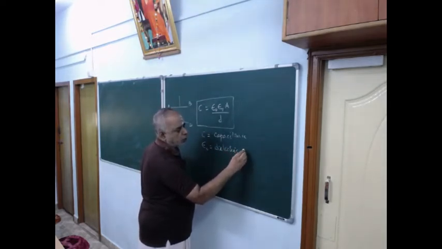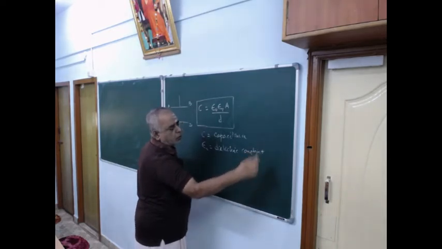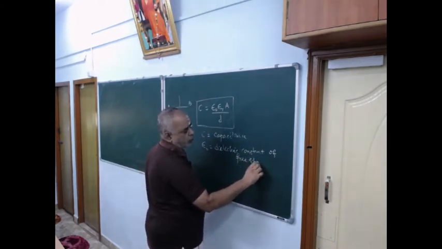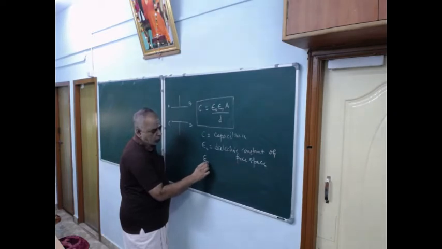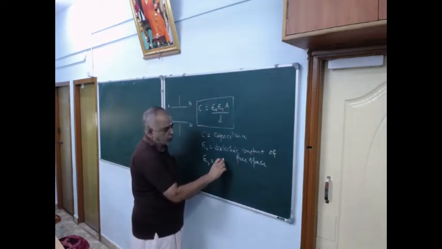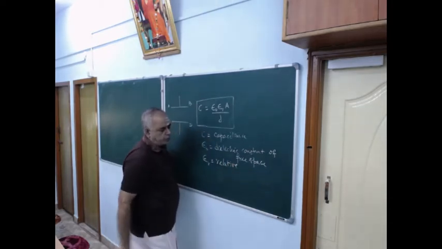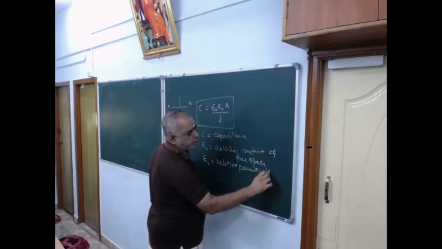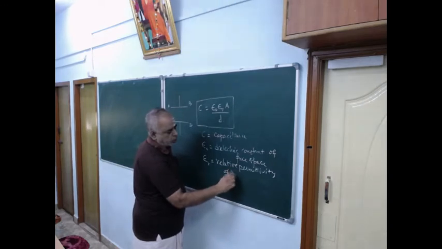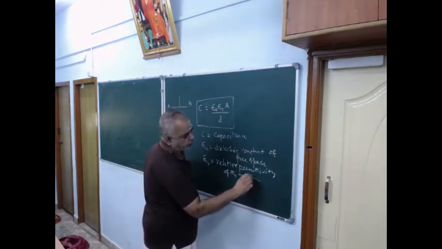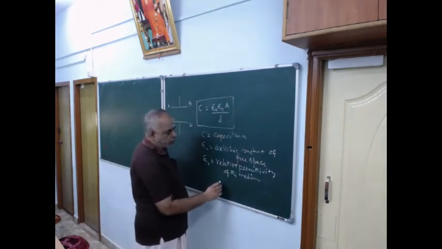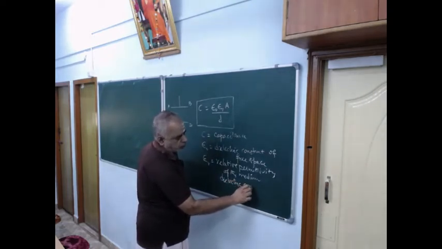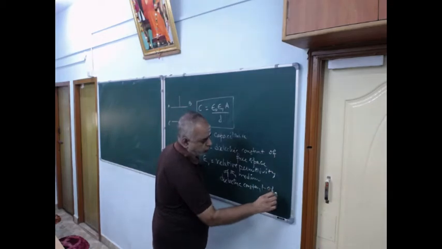So the dielectric constant of free space or vacuum, and epsilon R is the relative permittivity of the medium, the dielectric medium, or it can also be called the dielectric constant of the medium, of the given medium.